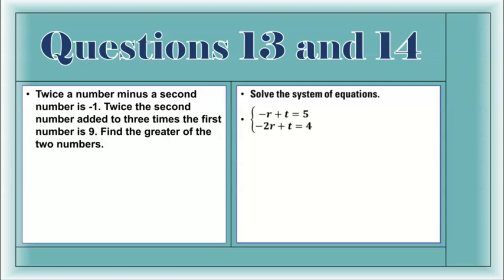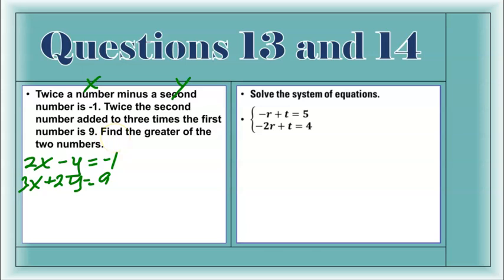And our last two questions: twice a number minus a second number is -1. Twice the second number added to 3 times the first number is 9. Find the greater of the two numbers. So I'm going to label the first number as x and the second one as y. So it says 2 times x minus y is equal to -1. And it says twice the second number, so that's 2 times y, is added to 3 times the first number, and that's going to equal 9.